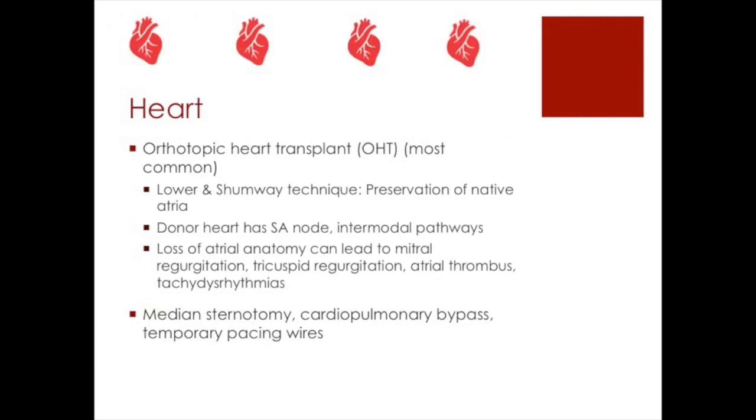Heart transplants are also performed orthotopically, and now you know what that means. They take out the native heart and replace it with the donor heart. This is important: an orthotopic heart transplant is the most common type. There's a surgical technique called the Lower and Shumway technique, where they preserve part of the native atria and use that to anchor in the donor heart. The donor heart has the SA node and the internodal pathways. The loss of native atrial anatomy can lead to mitral regurg, tricuspid regurg, atrial thrombus, and tachydysrhythmias. Those are things to look out for. And as you can imagine, there are major anastomoses going on with the heart transplant.